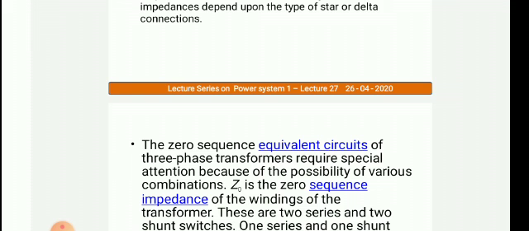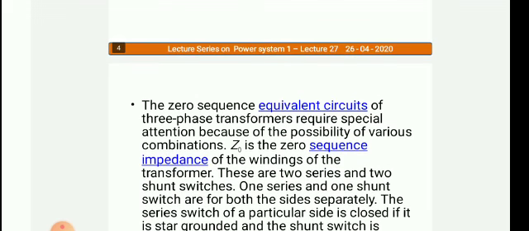It may be a star star, it may be a star delta, it may be a delta star, it may be a delta delta, it may be a star three phase four wire system with a delta, it may be a delta with a three phase four wire system star. So these many combinations will be available, near about some 14 to 15 combinations are available, and each combination will have its own zero sequence network separately.